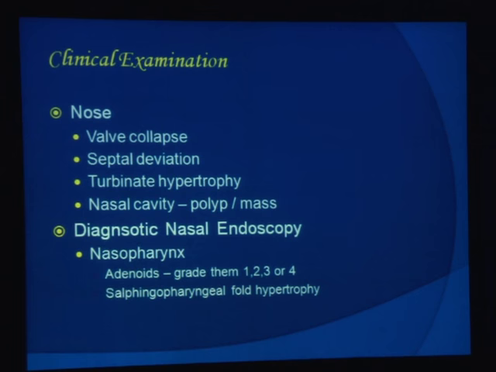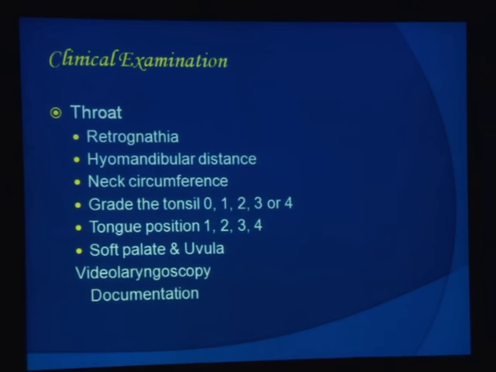When you are looking at the nose, we will be looking at valvular collapse, septal deviation, turbinate hypertrophy, and examination of the nasal cavity for any mass or polyp. And we do a diagnostic endoscopy looking at the nasopharynx for adenoids or any other mass blocking the airway, and the salpingopharyngeal fold, whether there is any hypertrophy, as Dr. Vikas always says.